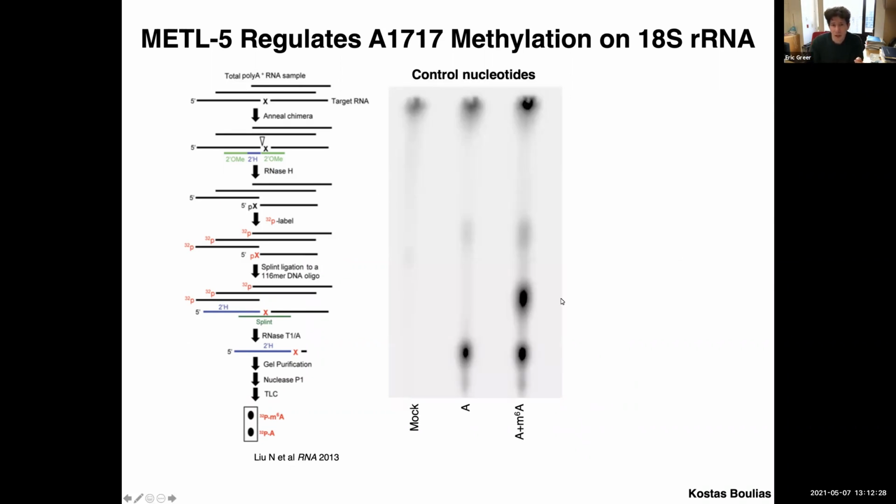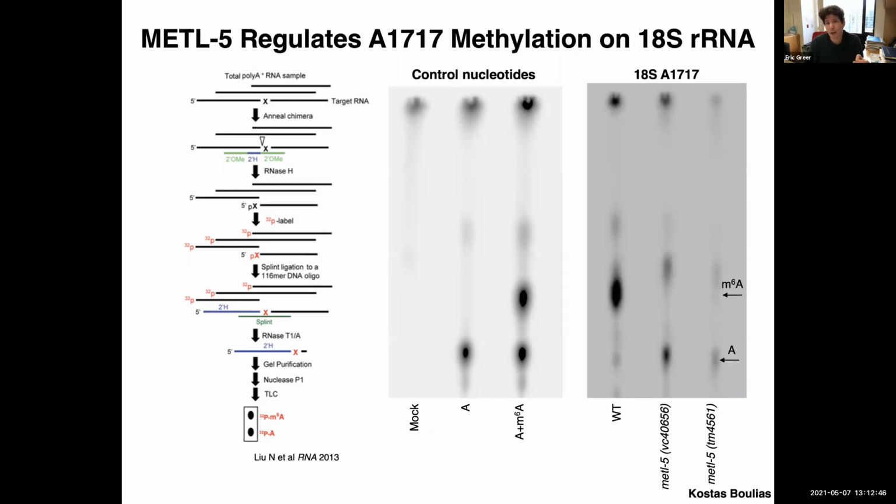And so here, just for example, you can see that when you run differently methylated residues out on a TLC, adenosine runs very differently from m6A. So Kostis performed this examination looking at adenosine 1717 in wild-type worms and in the METL-5 mutant worms. And what he found was that indeed in C. elegans, this residue was methylated, roughly 98% of the time. However, in the METL-5 mutant worms, this residue was almost completely unmethylated. So suggesting that METL-5 could be an 18S methyltransferase on adenosine 1717.